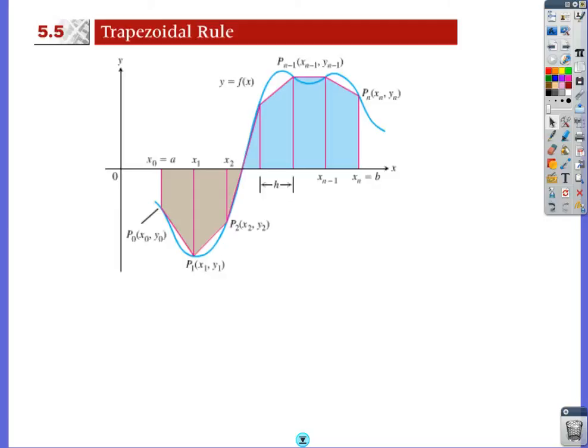You made it through 5.4, and now we're going to take a small breather because this is going to be somewhat a little bit easier, not as many hard concepts. Okay. So what we're going to deal with is what's called the trapezoid rule.